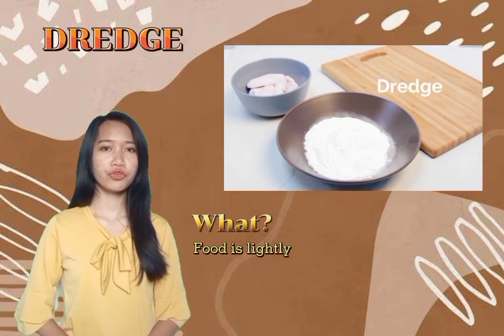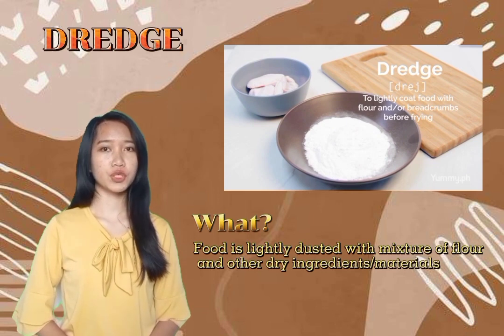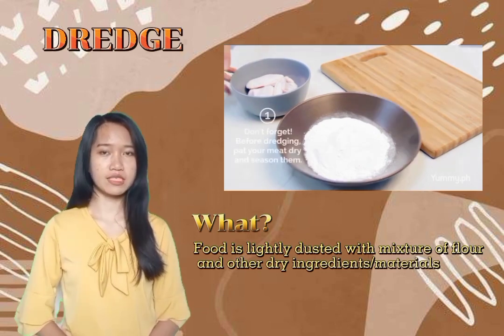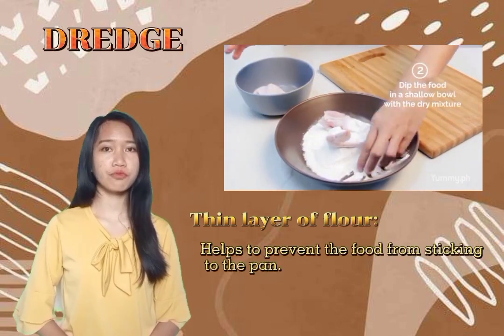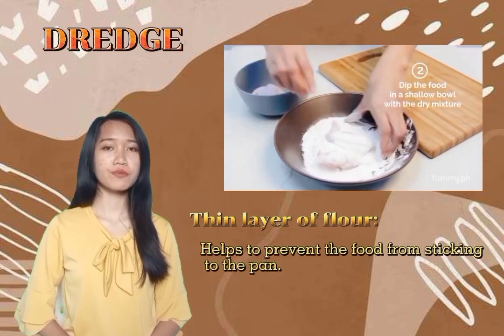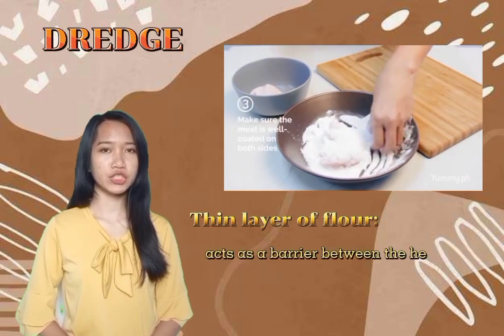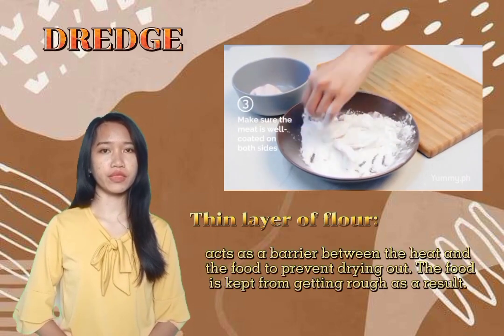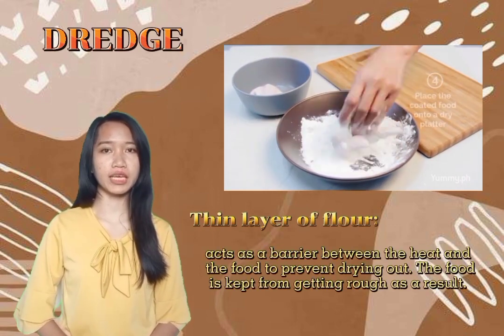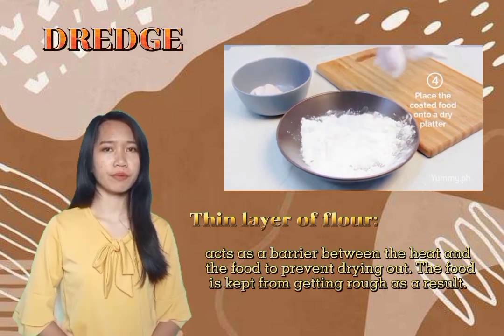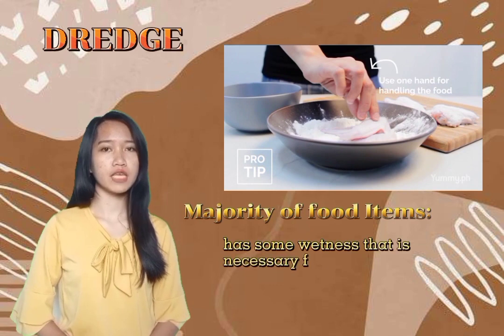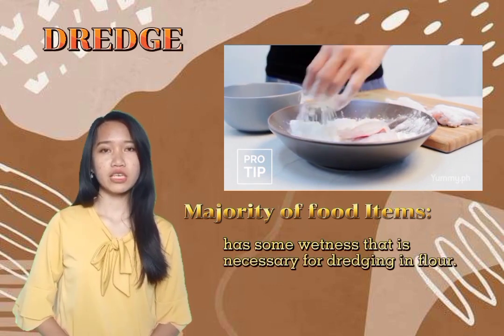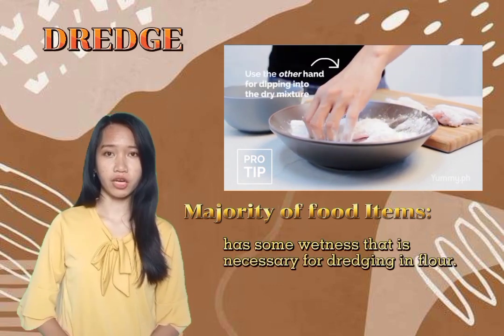We have the dredge. In dredging, food is lightly dusted in a mixture of flour and other dry materials. This consistent, thin layer of flour coating helps food brown while preventing it from sticking to the pan. Additionally, it acts as a barrier between the heat and the food to prevent drying out. The food is kept from getting rough as a result. The majority of food items have some wetness in them, which is necessary for dredging in flour.